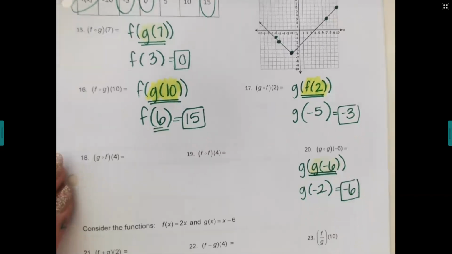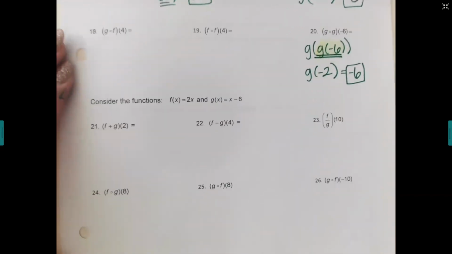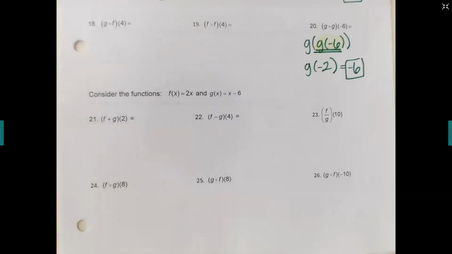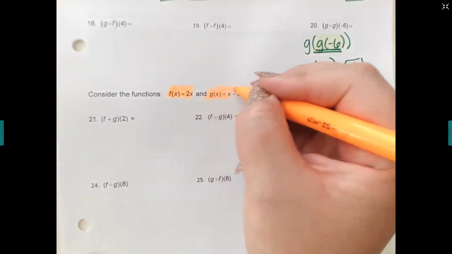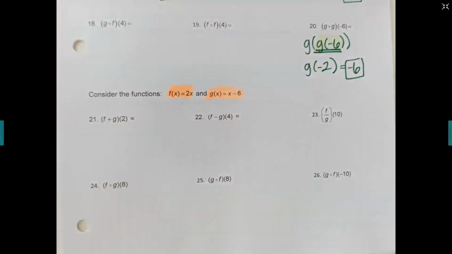All right. So we have a couple more examples down here. We're not going to do all of them. Notice that we've done compositions with a chart and with a graph. The last type is going to be doing them with an equation. Notice that your equations are listed for you right here, but you're asked to work the same type of questions that we were doing with graphs and charts.